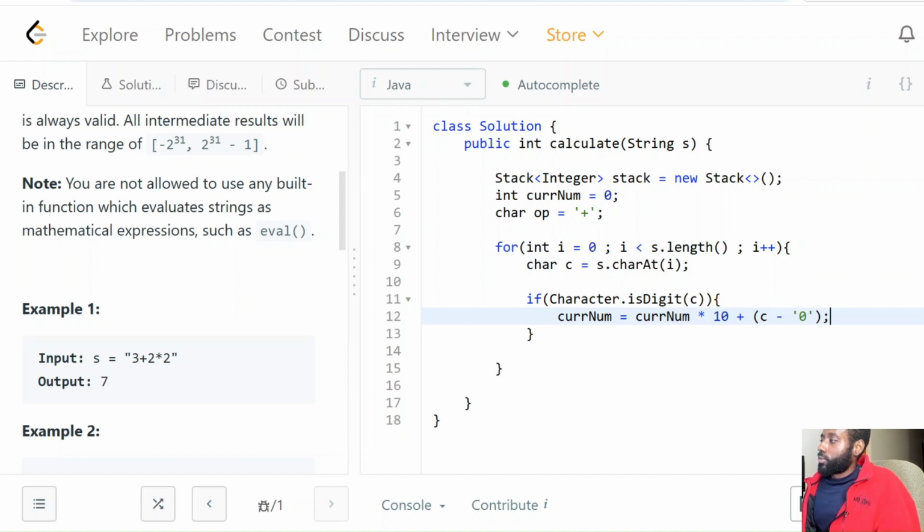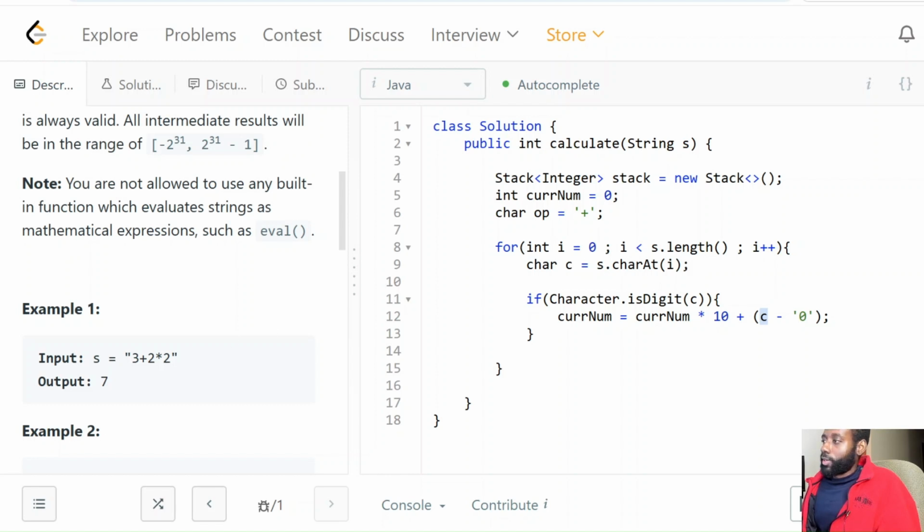We multiply by 10. Initially it would be 0, times 10 just gives you 0. For 3, we subtract the ASCII value of 0 from the ASCII value of 3, and that difference is the integer value it represents. Whatever the ASCII values are, we subtract them and we get the actual number. So if this is, say, 10 and this is 13, the subtraction gives us 3, and then we can build it like that.